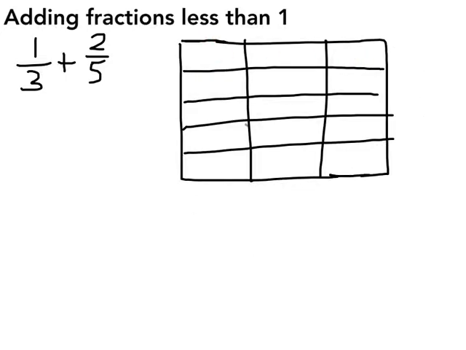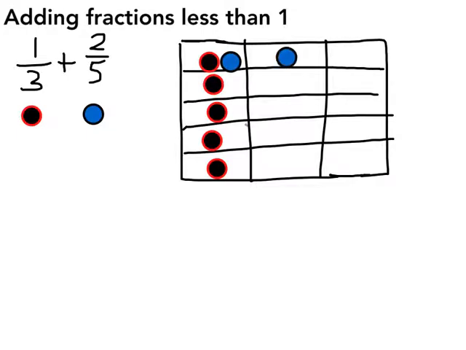So using my grid, I'm going to do counters. I'm going to represent 1/3 using these red counters, or black counters with the red trim, and I'm going to show my fifths using these blue counters. So if I was going to fill in 1/3, I would fill in a column like this. Then if I was going to show 2/5, I would have to fill in the rows going this direction. There's 1/5, and there's 2/5. So now I have 1/3 of my columns filled in, and 2/5 of my rows filled in.